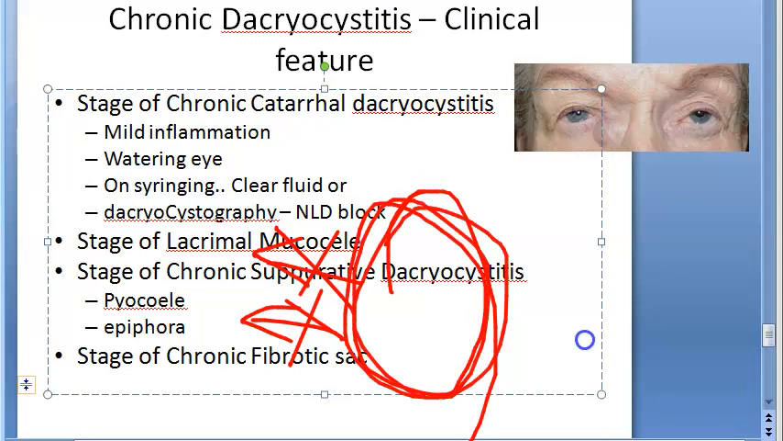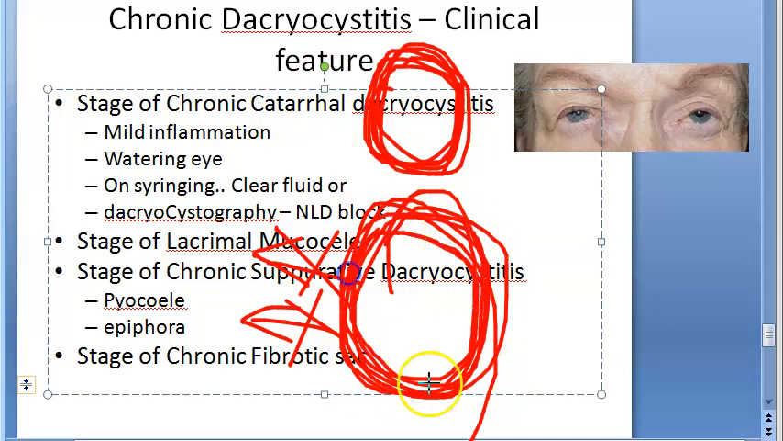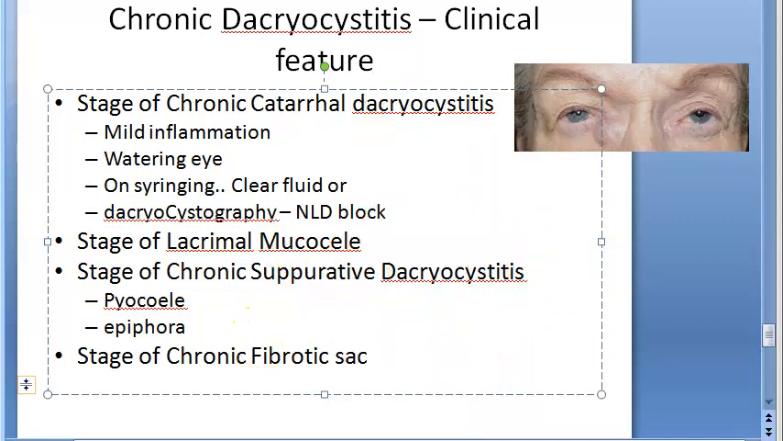Earlier you saw an encysted mucocele, where there was no pus inside, but it was encysted, and the regurgitation test was negative. Here, the regurgitation test is negative because the canaliculi are blocked. But here inside, what is there? Pus is there. So it will become an encysted pyocele.